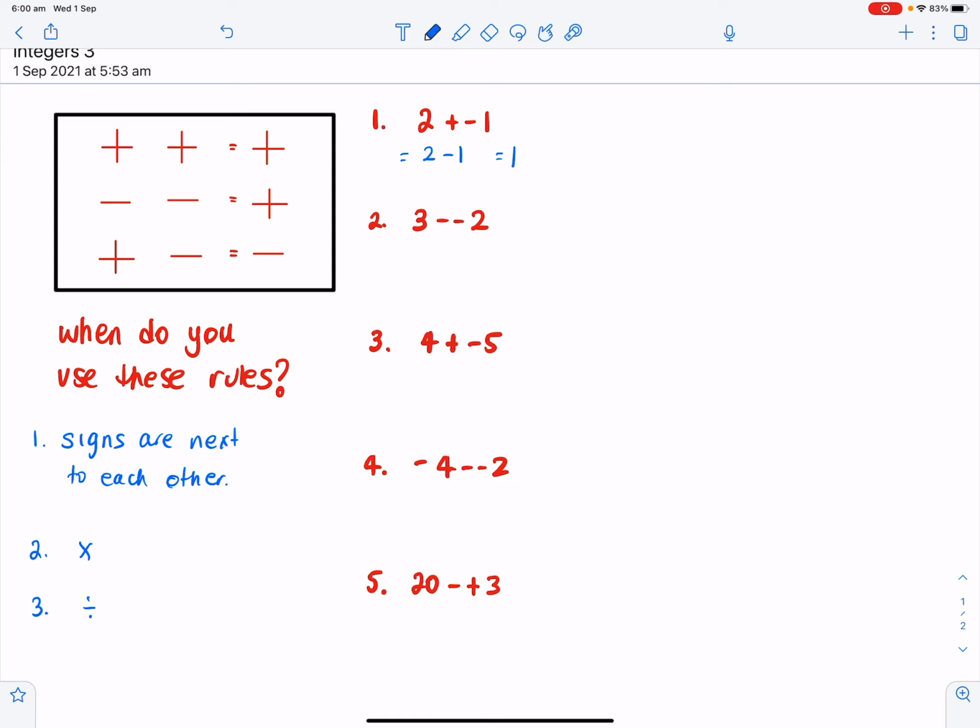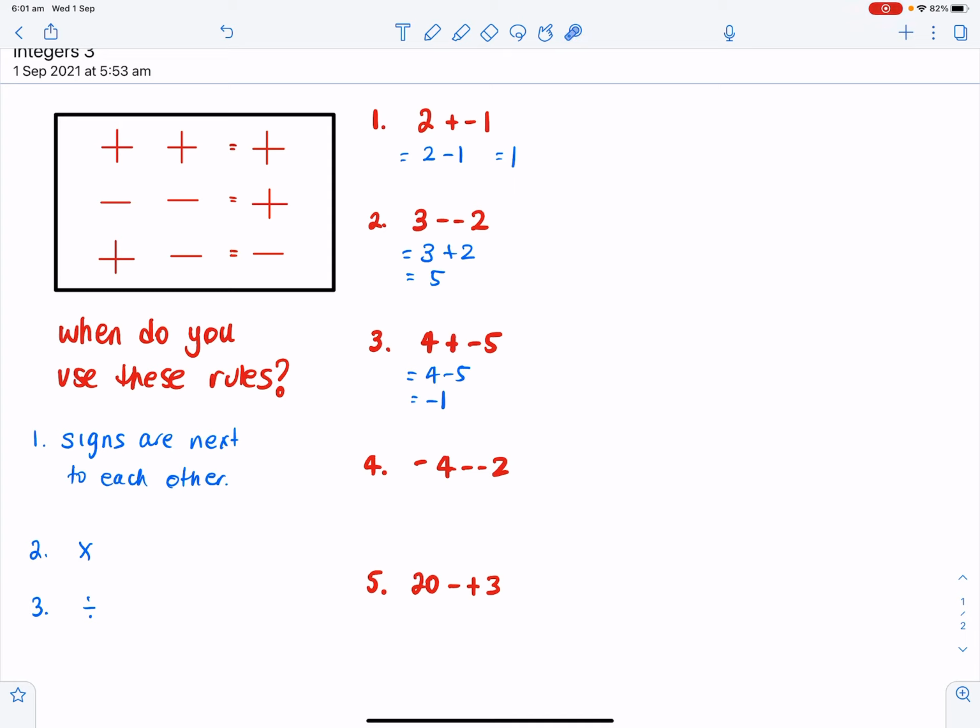The next question, 3 minus minus 2. Well, obviously the two minuses, because the signs are the same, they get replaced with a plus. 3 plus 2. And now 3 plus 2 is 5. Question 3, 4 plus minus 5. The signs are different, so they get replaced with a minus. And now 4 take away 5 is minus 1. Question 4.